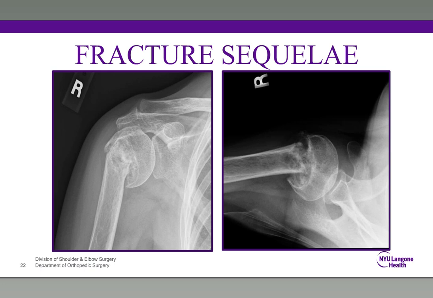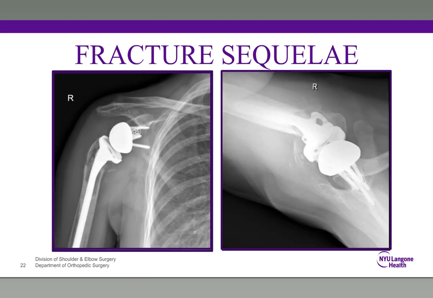Another indication for reverse replacement that is no longer debatable is a fracture sequela. Certainly, when a patient shows up with a fracture non-union like this one, the treatment options are fairly limited. This patient showed up to my office without being able to raise her arm and complaining of a significant amount of pain. I then treated her with a reverse replacement.